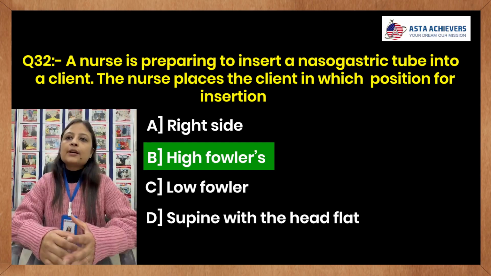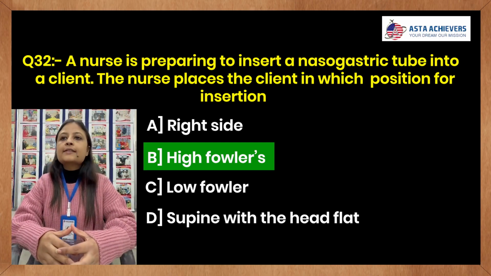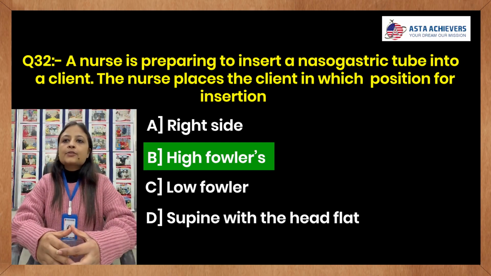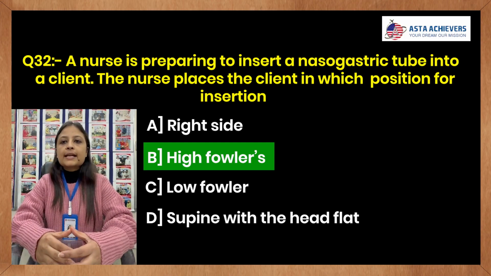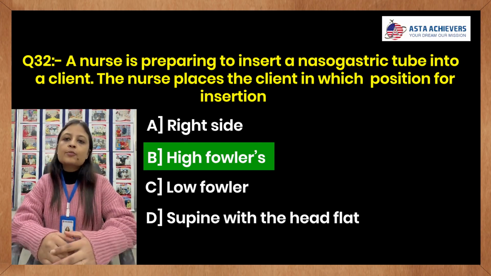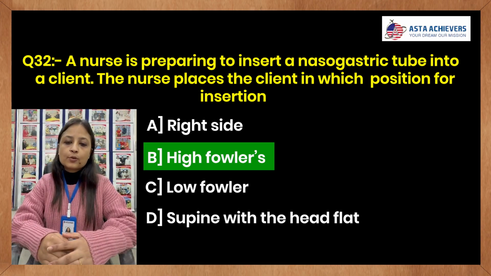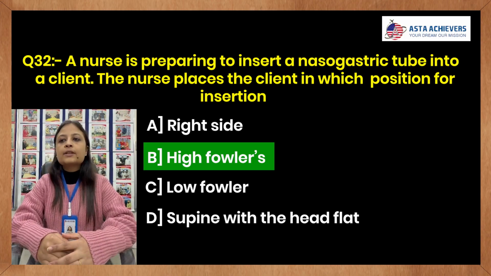Question number 32. A nurse is preparing to insert a nasogastric tube into a client. So the nurse places the client in which position for insertion? Option A, right side. Option B, high Fowler position. Option C, low Fowler position. Option D, supine with the head flat.